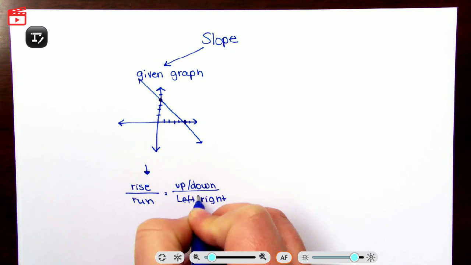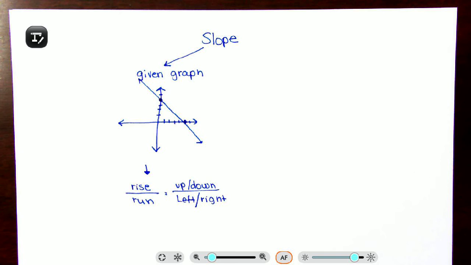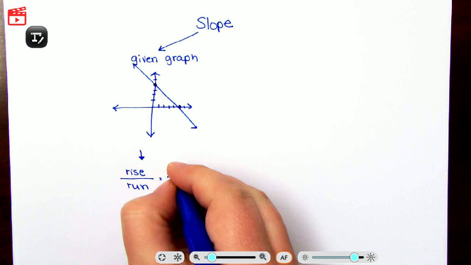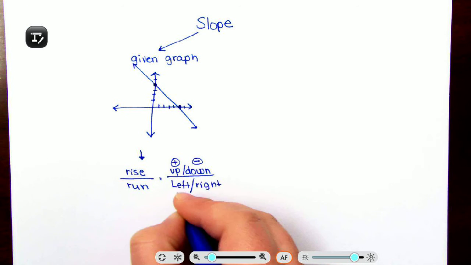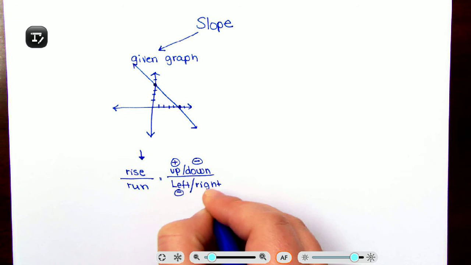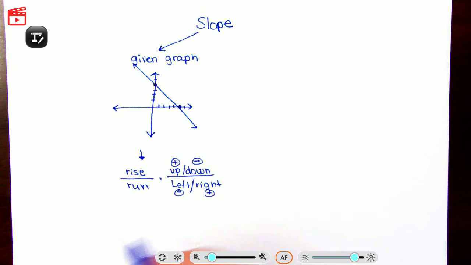So depending on the direction that you go will depend on if something is positive or negative. If it's up, you have a positive value. If it's down, you have a negative. If it's left, you have a negative. And if it's right, you have a positive. So for example, if we have something like this, you're going to choose a point. It doesn't matter which point you choose, but if you choose a point, stick with that point.